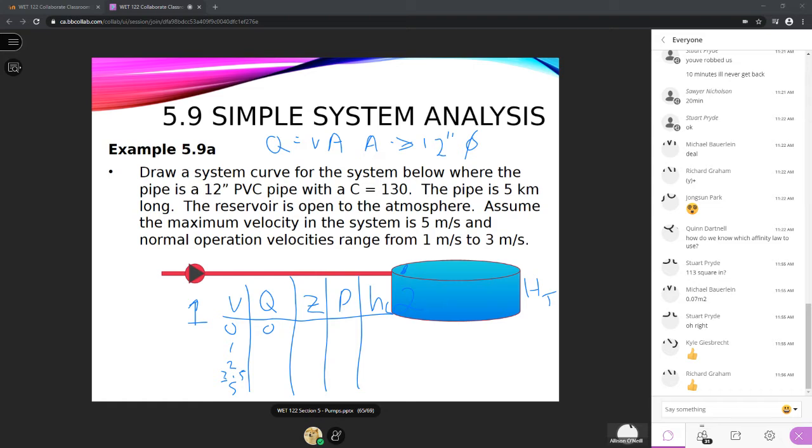So when you're ready, I'm also going to need the flow rates for each one of the velocities listed. So 0, 1, 2, 3.5, and 5.